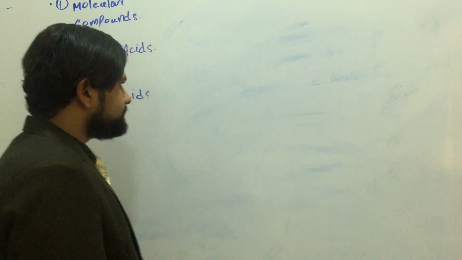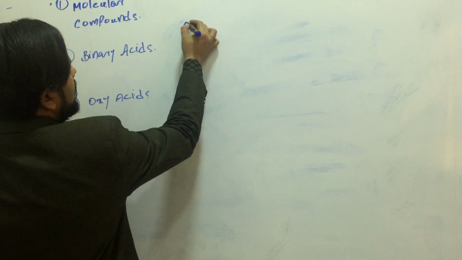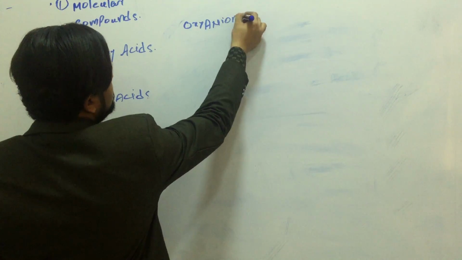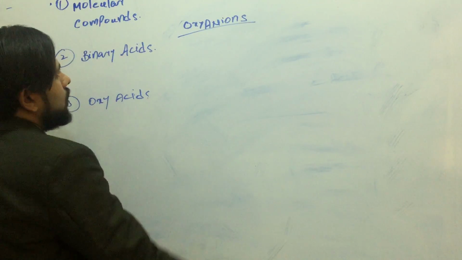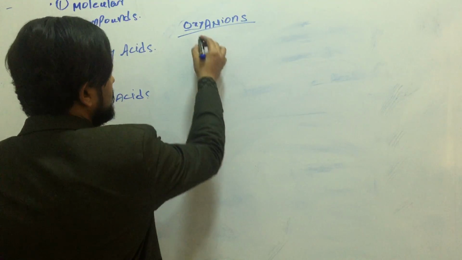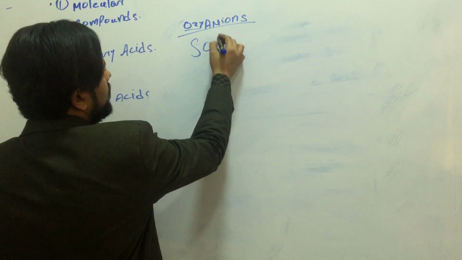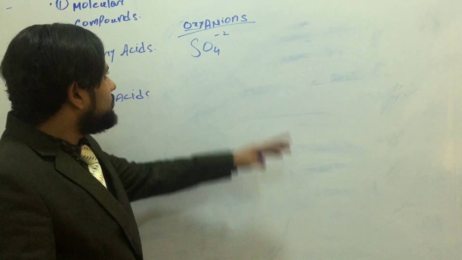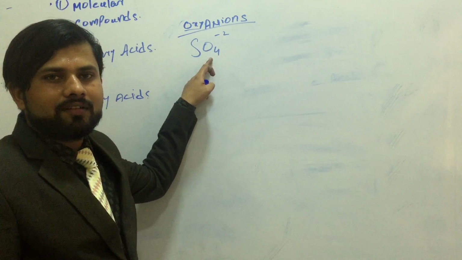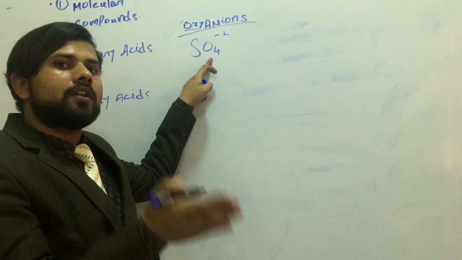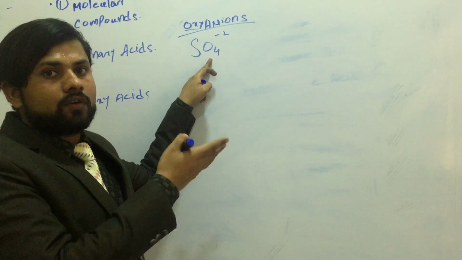For example, let me just write here some oxyanions. Oxy means from oxygen, anion means negative charge. So what do you think about this SO4 2-? Isn't it an oxyanion? Yes, it is. Why? Because sulfur is there and oxygen. So I said that if there is a negative ion including oxygen in it, that is your oxyanion.